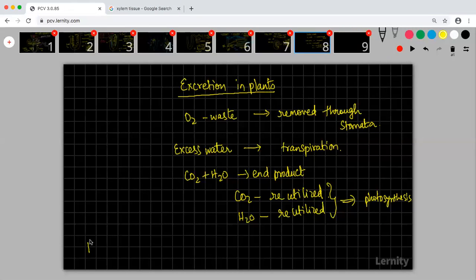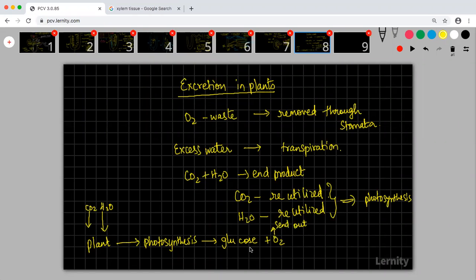Okay. Plants, when they take in water and carbon dioxide, they will do photosynthesis. In this photosynthesis, they will produce glucose plus oxygen. The oxygen they will send out. They will take this glucose and go for respiration.